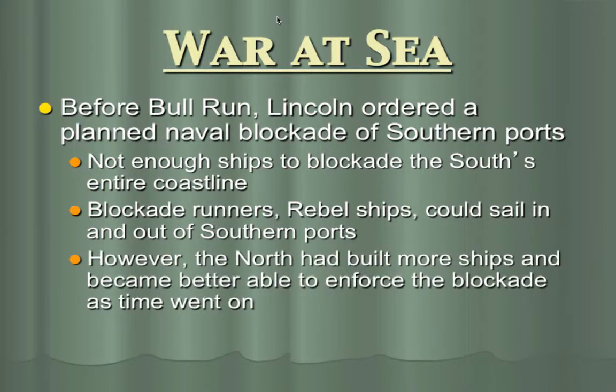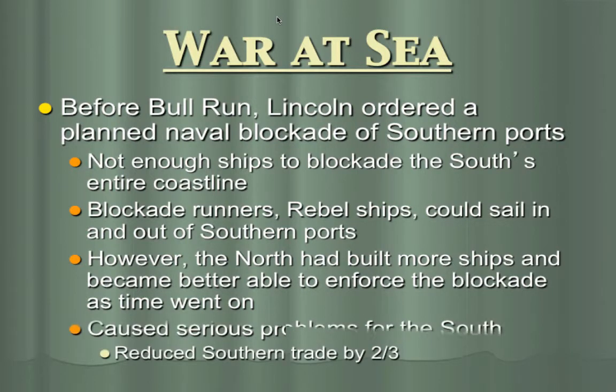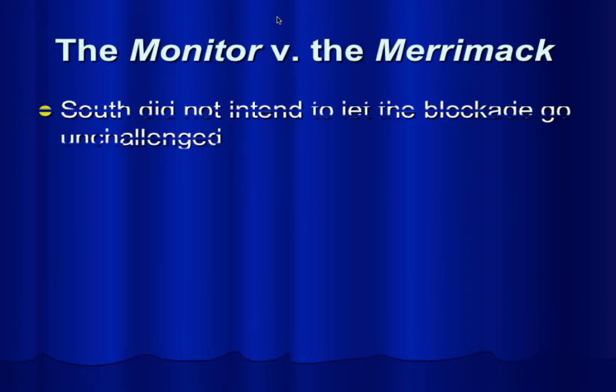Now, the North built more ships. They could do it quicker and more efficiently because of the amount of industrial factories that they had in the North. And they were able to cause huge damage with the blockades. In fact, they reduced southern trade by as much as 2/3. Now, where is all this blockading going? Well, the South is not going to let the blockade go unchallenged. Literally, it would have been their destruction to not challenge this blockade.